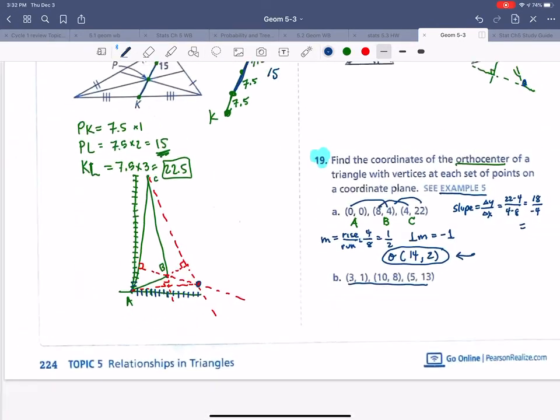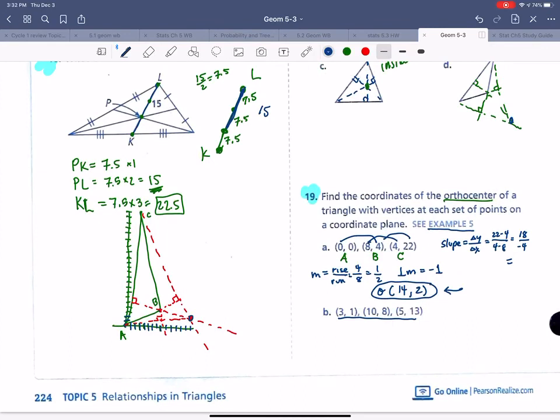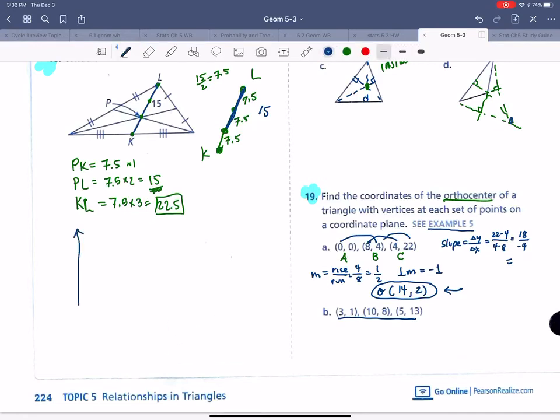All right, now let's do B and we'll be done for the day. I'm just going to erase this just so I'll have a little bit more room. Okay, so we have the coordinate 3, 1, right? 1, 2, 3, 1. So I'll call that A. And I have the coordinate 10, 8. So 3, 4, 5, 6, 7, 8, 9, 10. 1, 2, 3, 4, 5, 6, 7, 8. Okay, so I'm going to call that B. And then I'll call that C.